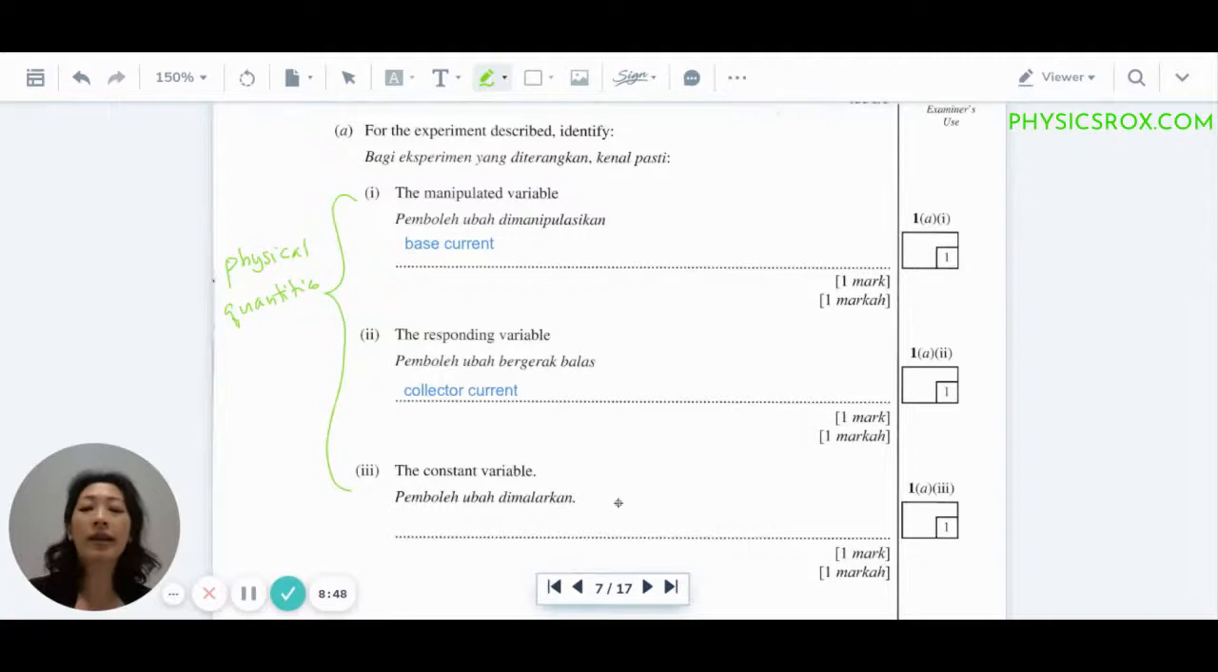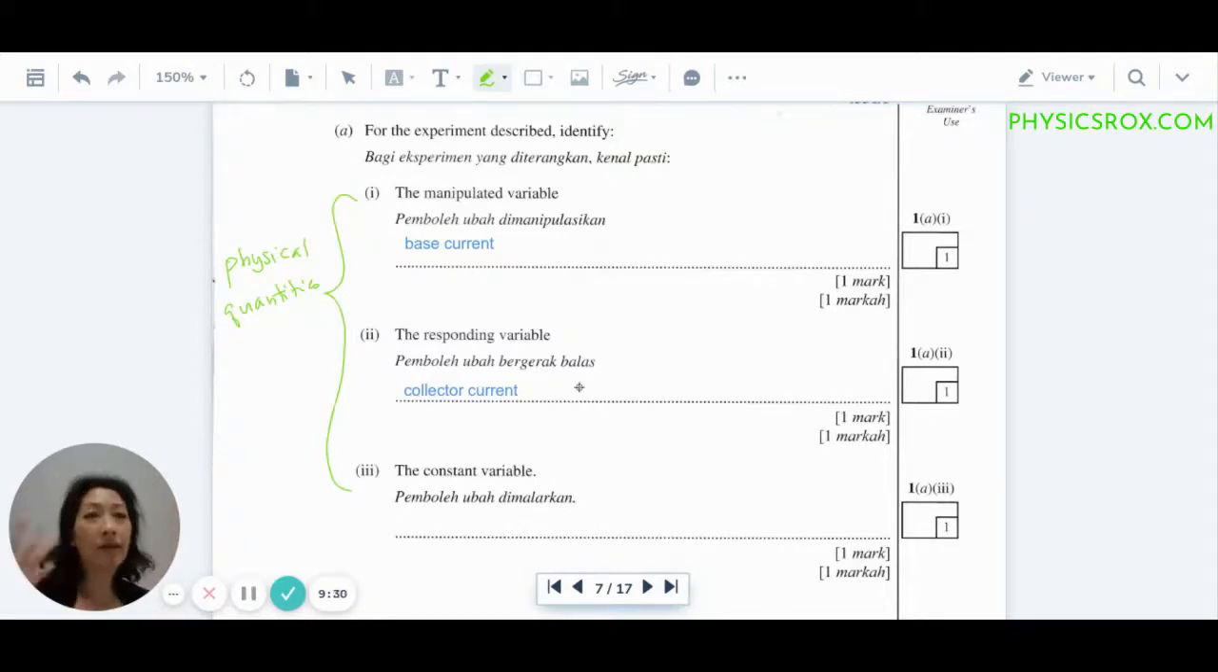So with regards to the constant variable, that doesn't mean that you can write any random physical quantity and that's accepted as a constant variable. That's not true. In the case of the experiment, you need to look for a variable which, if you do not keep constant, can change the value of the responding variable. Let me say that again. When you're looking for a constant variable, always look for something which can potentially modify the responding variable. So this is normally a factor besides the manipulated variable.